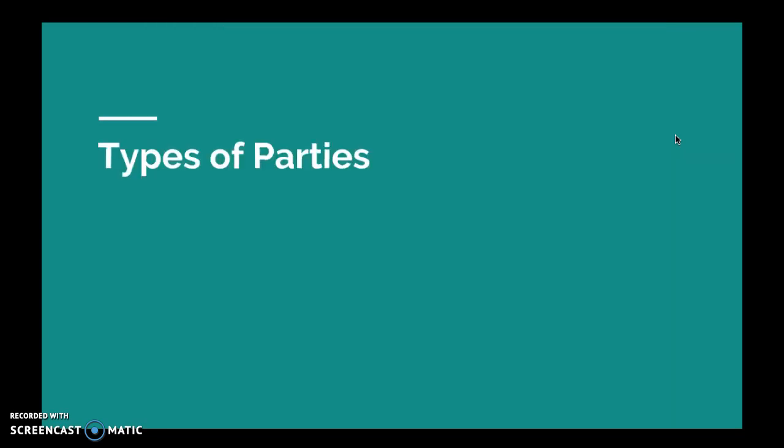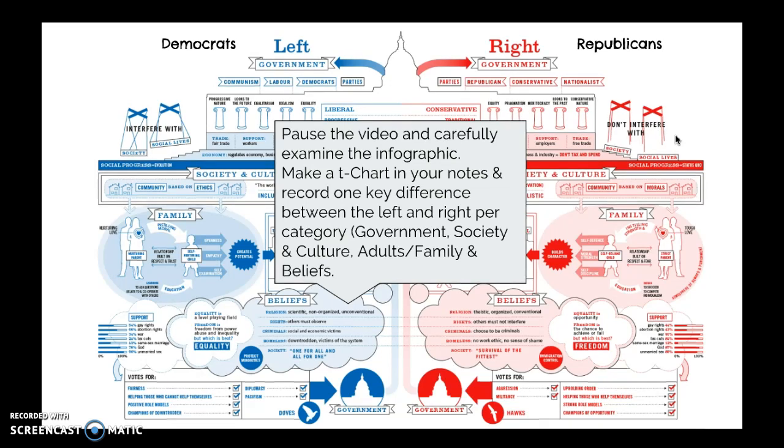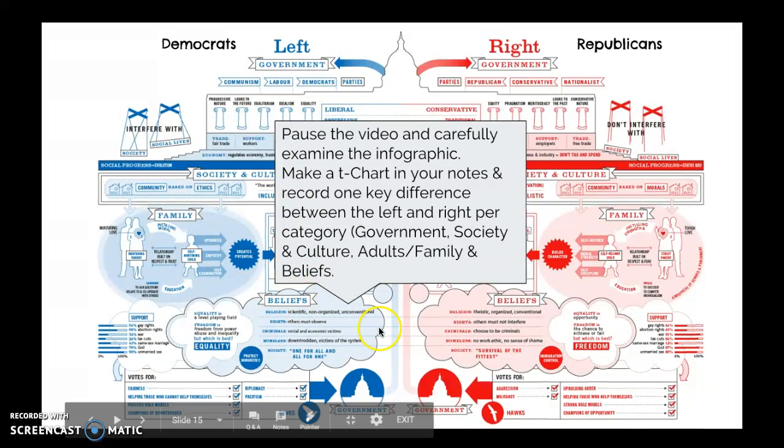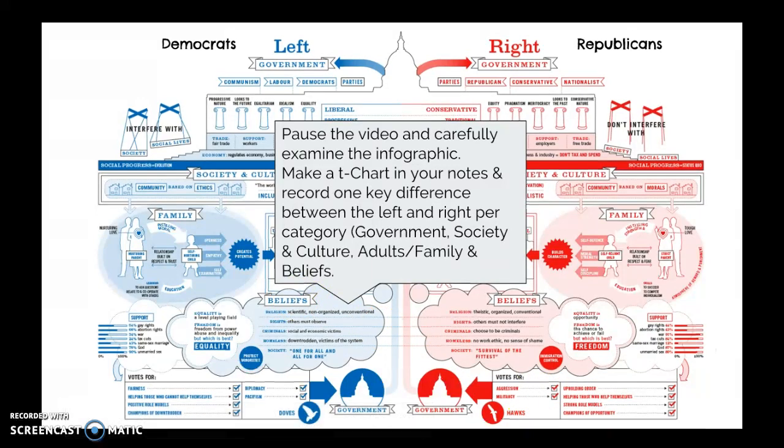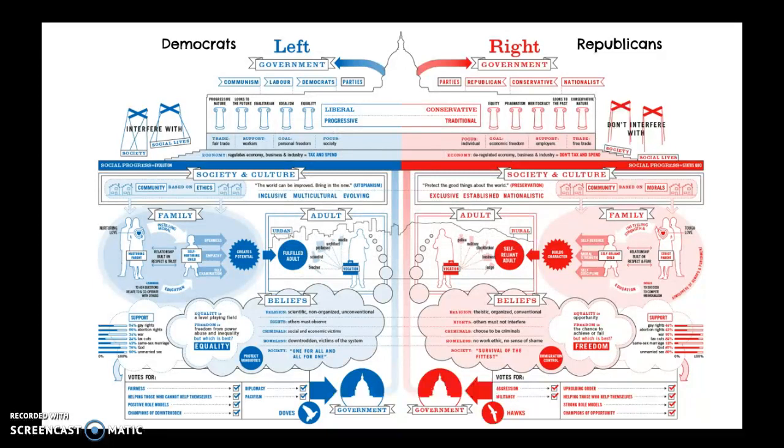So if we're talking about types of political parties, you all, I think, are pretty familiar with Democrats and Republicans and the differences between them. But what I'd like for you to do is pause the video, carefully examine the infographic, and just make a T-chart in your notes about Democrats and Republicans. And again, these are vast generalizations on this infographic. But I want you to record one key difference between the left and the right, or Democrats and Republicans, per category. So you see government, society and culture, family and adults, and then finally beliefs. So go ahead and pause me and do that now, and I'll take this pop-up away so that you can see the entire thing.